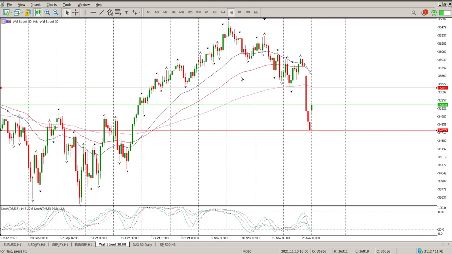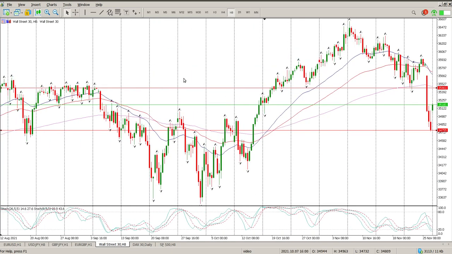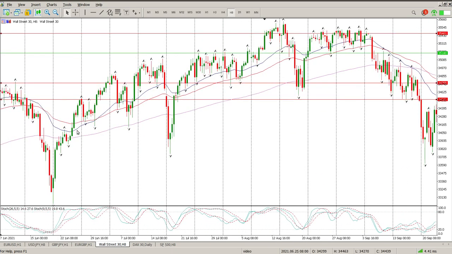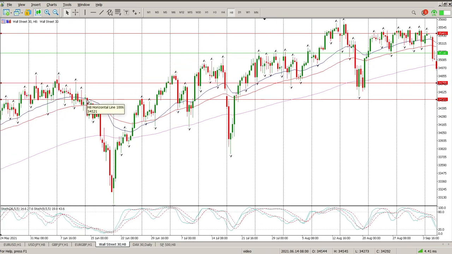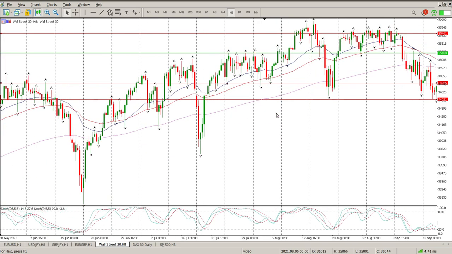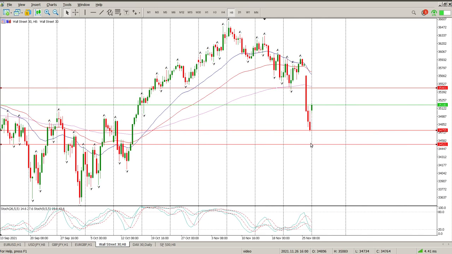I just want to get back to the 8-hour because there is a little bit of structure here which we need to pay attention to. Not exact, but you can see all these tails here, there, and there. If you go to the left, you'll see what I'm talking about. Lots of structure at this level, and we never really got there. So that would be 34,500, or 34,520. That is where the structure is at the moment.